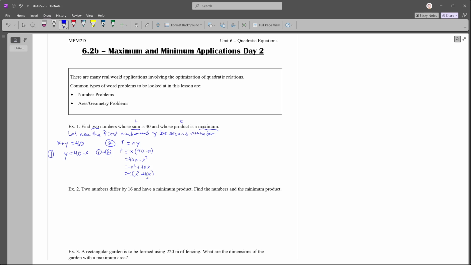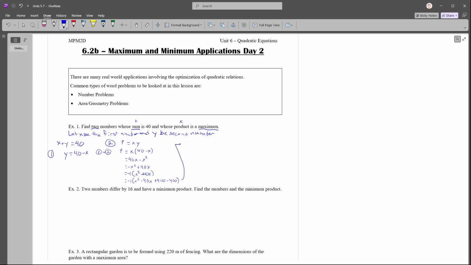And great. But now I've got to do the next step of completing the square. Now, if you remember what this is, I write out everything, minus 40x. Now I have to take half of that term. So half of 40 is 20, and I'm going to square that. So half of 40 is 20, squared is 400. I'm going to both add and subtract it. Plus 400, minus 400. Great.